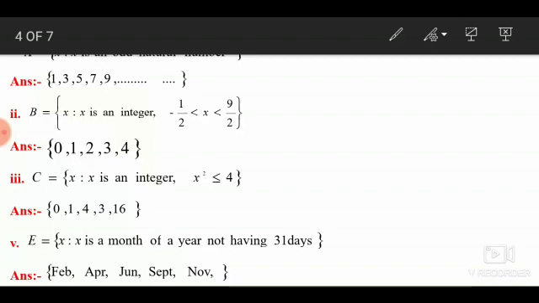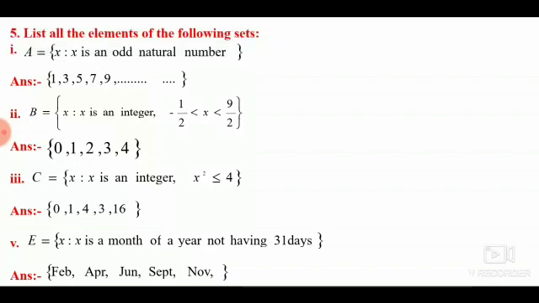Moving to the next question. E is a set containing x such that x is a month of the year not having 31 days. Now we have to make a list of months which do not have 31 days. The first month is February. February contains 28 days, and if it is a leap year, it contains 29 days, but these days are less than 31. April has 30 days, June also has 30 days, September 30 days, November 30 days. Therefore the set containing the elements is February, April, June, September and November respectively.